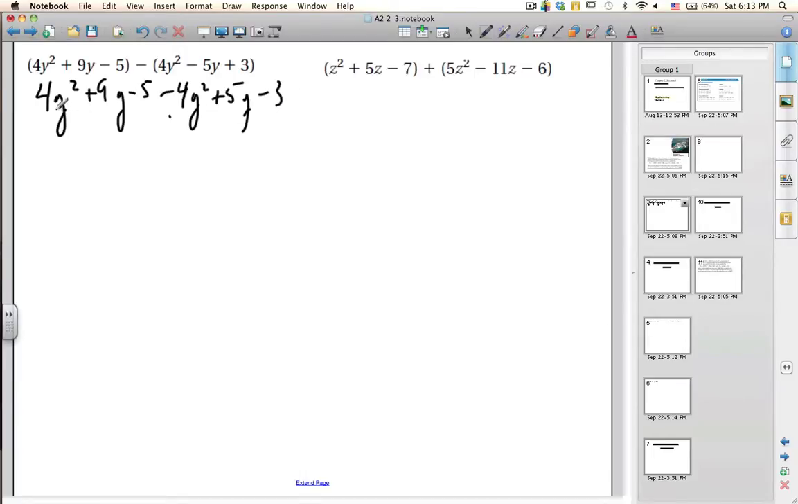And now I want to combine like terms. I have 4y squared minus 4y squared. That becomes nothing. I have 9y plus 5y. That's 14y. And I have minus 5 minus 3. That's minus 8.